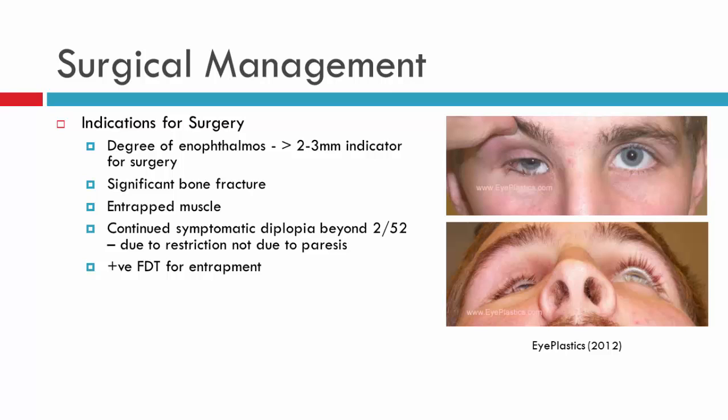If you have significant bone fractures, surgery should occur early. If there's entrapped muscle, surgery should occur early. And if, say for instance, there's still continued diplopia and the possibility of restricted eye movements after 2 weeks, then again, we're looking at early surgery. And obviously a positive forced duction test will be an indicator for surgery as well.